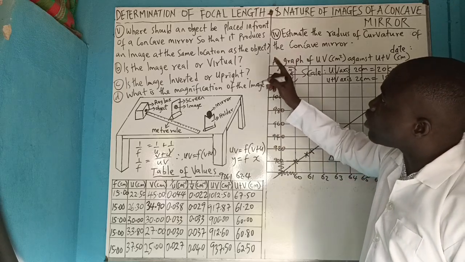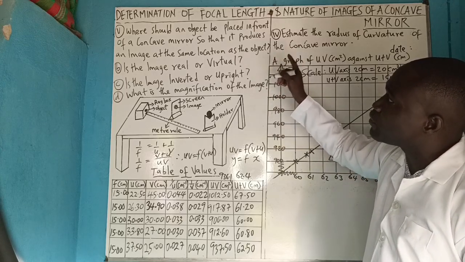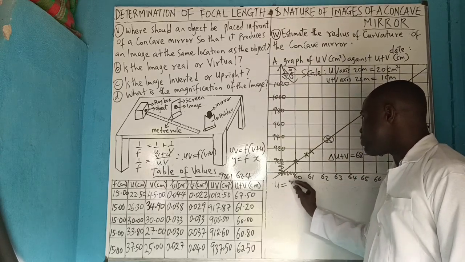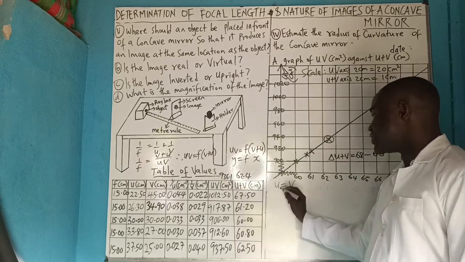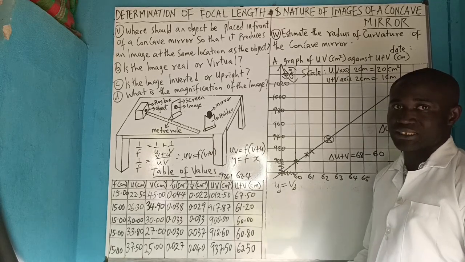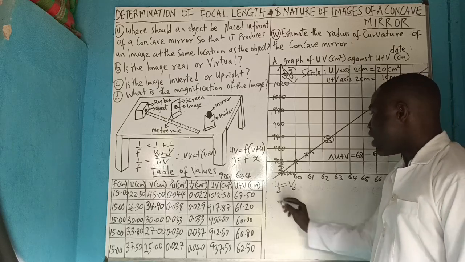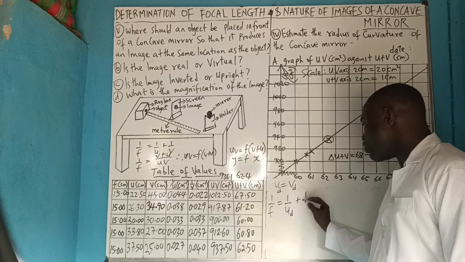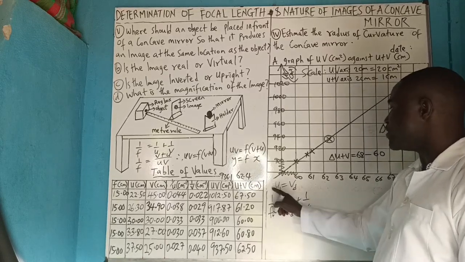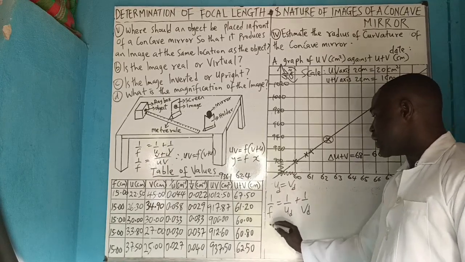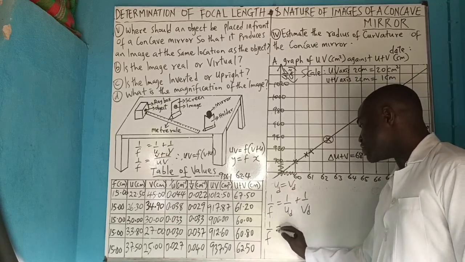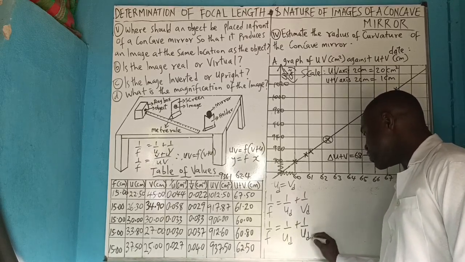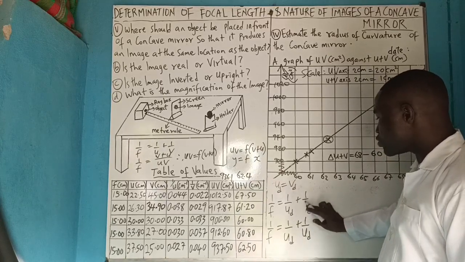They say, where should an object be placed in front of a concave mirror so that it produces an image at the same location as the object? That means your u is going to be equal to v. Your u distance is equal to v distance. Are you getting it? Now we have that 1 over f equals 1 over ud plus 1 over vd. So if this is meant to be equal to this, it means that 1 over f is equal to 1 over ud plus 1 over ud. Vd will be equal to what? ud.